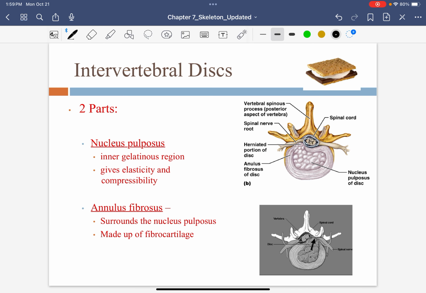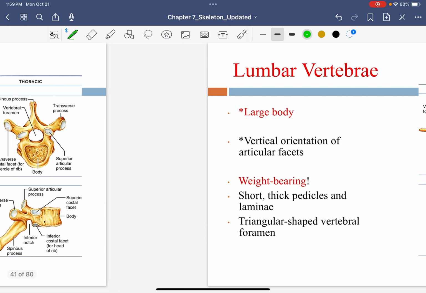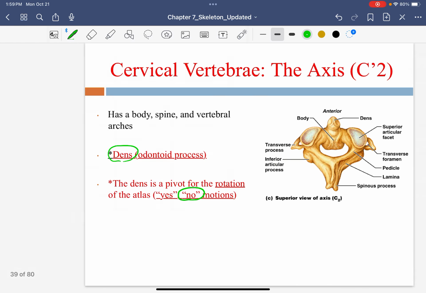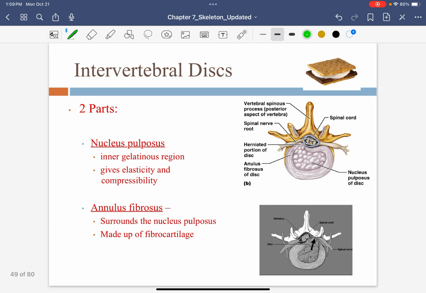Now, this is something new. Please make sure that you review the structure of the intervertebral discs. So now we're going to be talking about the structure of the discs that sit in between the bodies of the vertebrae. All these pictures show you the discs in between the bodies of the vertebra. Now, we already talked about one part of it, the fibrocartilage, but let's be more specific.